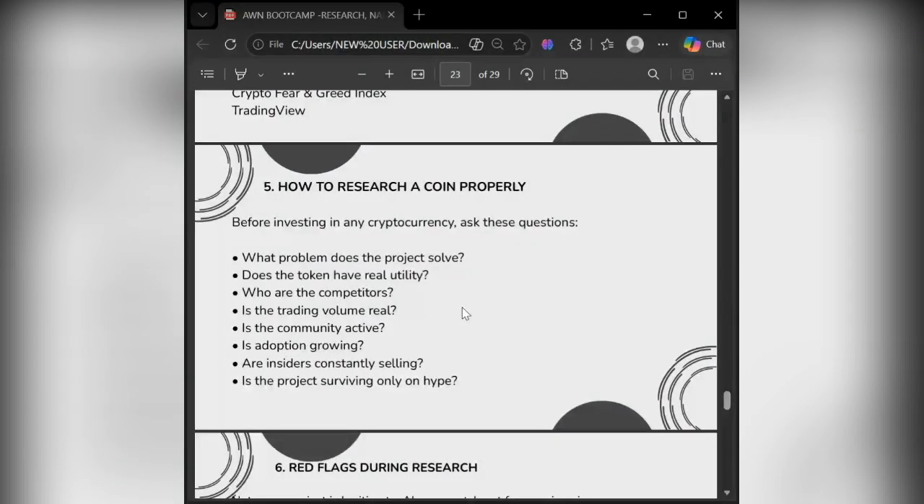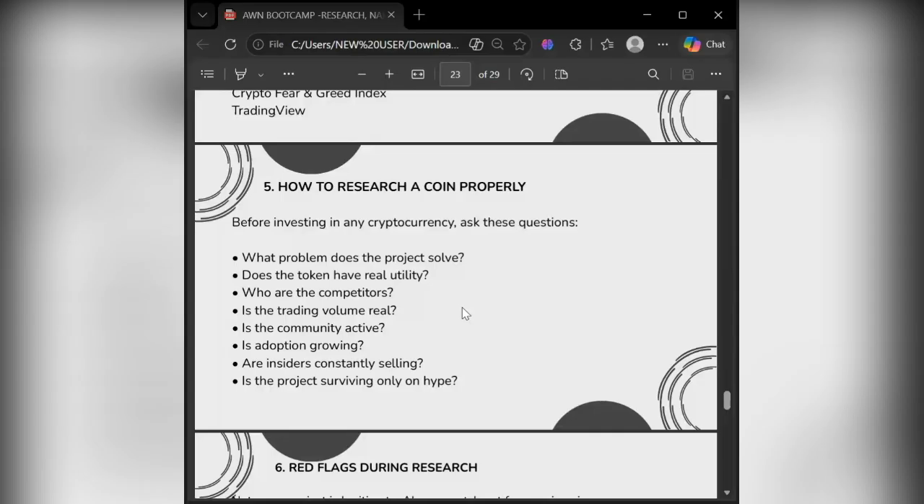Are insiders constantly selling or are they buying, right? When the insiders of a particular project are just selling off. If you know how to really do market research, you will check on the explorer if the first 10 to 15 wallets of this particular project are still buying, or are they just selling gradually? They have sold more than their capital and they are still selling more. That's like taking profit on your head. So is the project surviving only on hype?